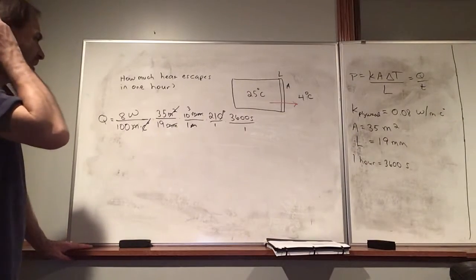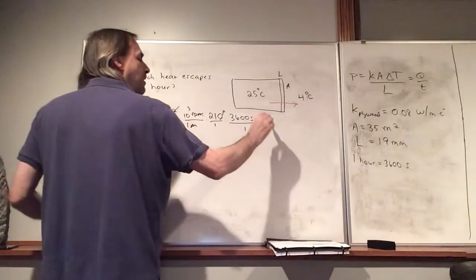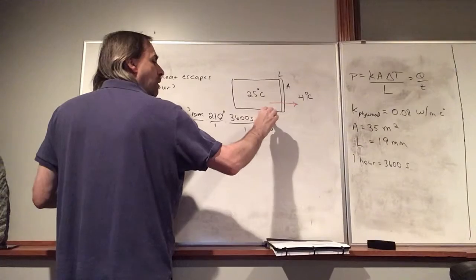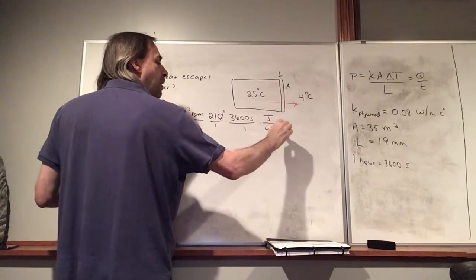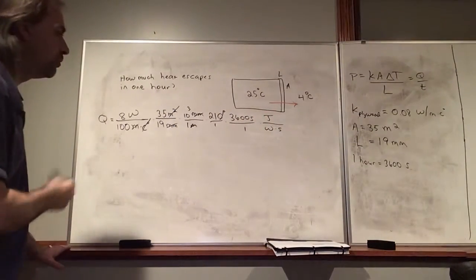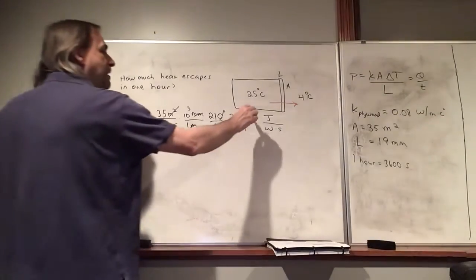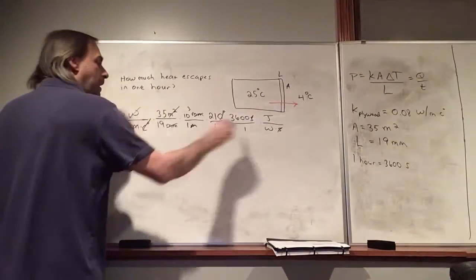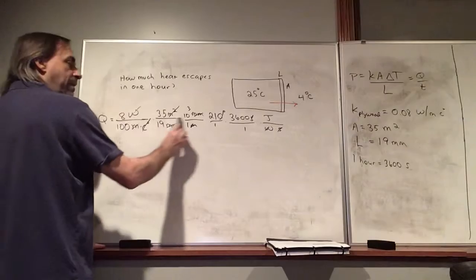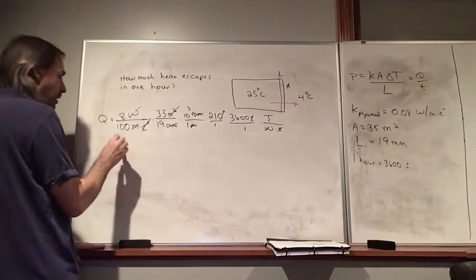Okay, and finally, a watt is a joule per second. So a joule per second. So we can say a watt times a second equals a joule. So again, these seconds cancel out, watts cancel out. And again, everything cancels out. We just have our answer in joules.